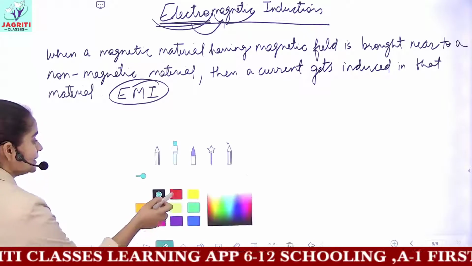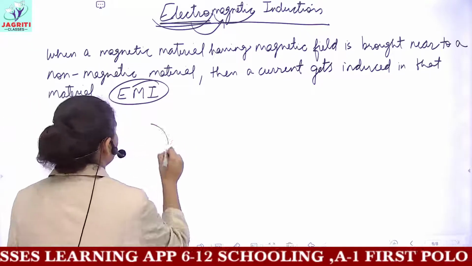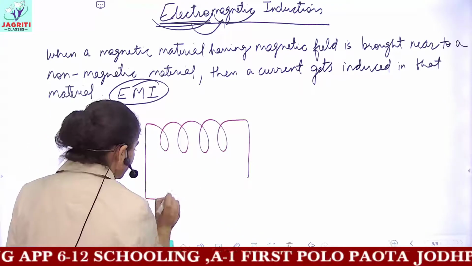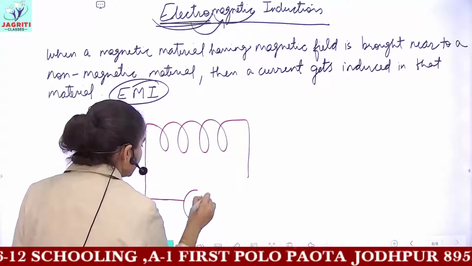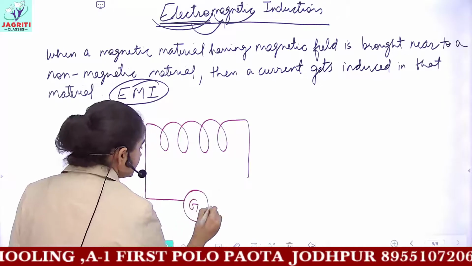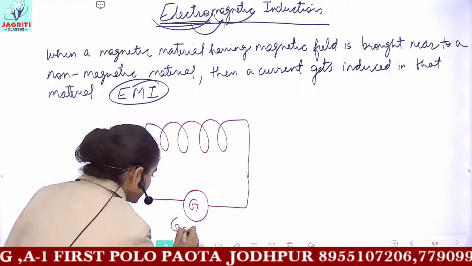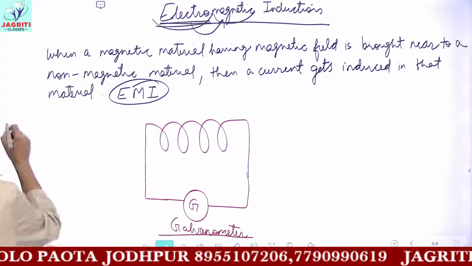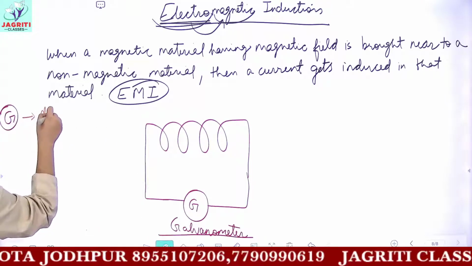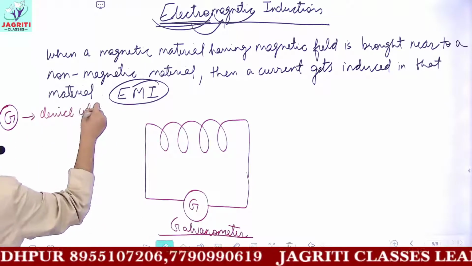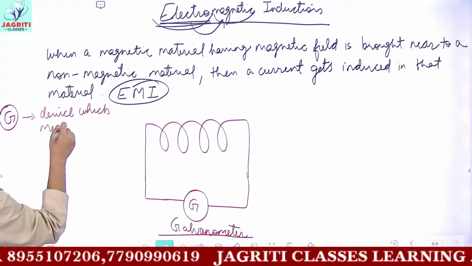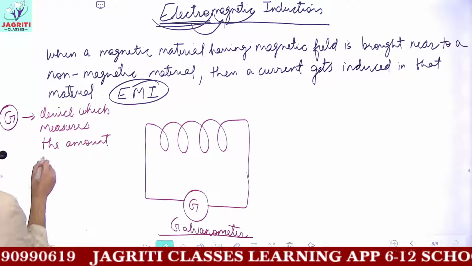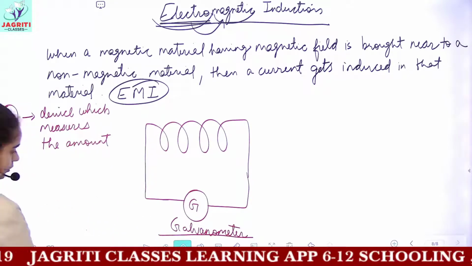Okay, so let's understand this electromagnetic induction with an example. Let's suppose you have a coil here and you have connected this coil with a galvanometer. This is your galvanometer. So what is a galvanometer? Firstly, you should know this. So galvanometer, it is a device which measures the amount of current, it measures the amount and the direction of current, okay?